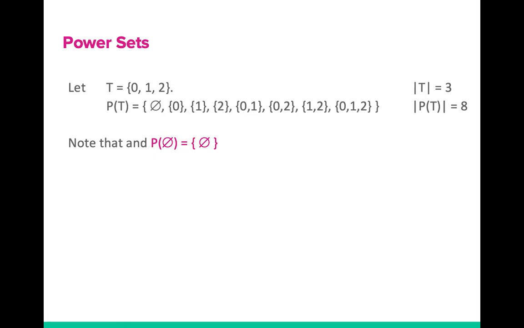Note that the power set of an empty set is a set containing an empty set. Why is that the case? Because an empty set is a subset of itself. So if the cardinality of an empty set is 0, since an empty set has 0 elements, the cardinality of the power set of an empty set is equal to 1.